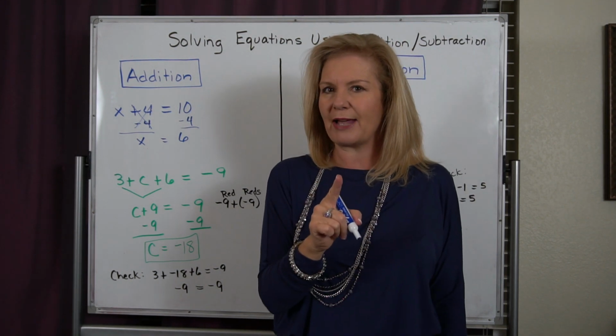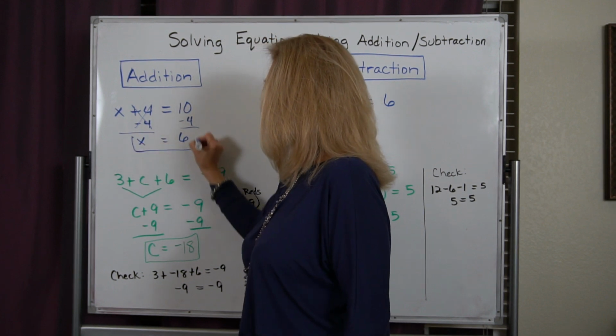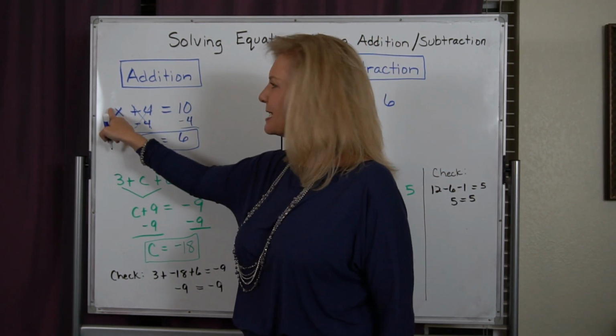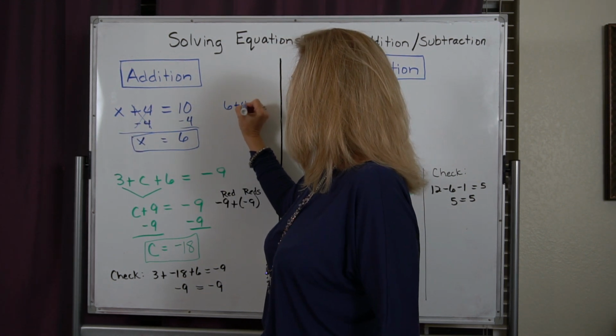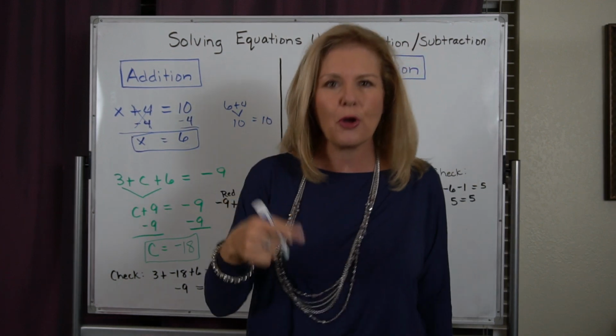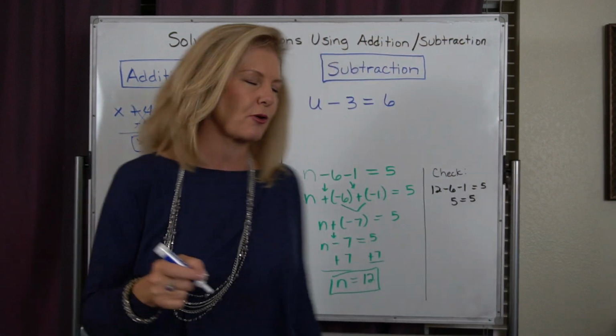Now, the beauty of algebra is we can always check our answers. If I think x is 6, all I need to do is go and plug 6 back into the original equation. And if that side is equal to the other side, I know that's a correct answer. Now we can also do it with subtraction.